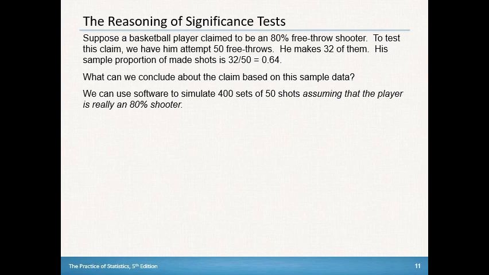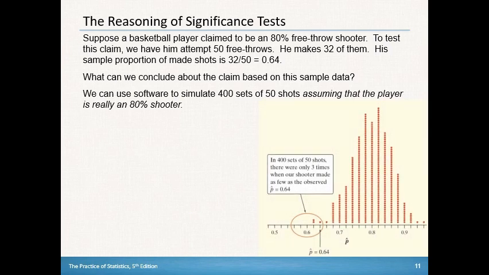We don't have the mechanics yet on how to do this. So what we're going to do is say, okay, let's assume that he is an 80% free throw shooter. Then we have the software generate an approximate sampling distribution for this person who's actually an 80% free throw shooter attempting 50 shots, and we have them do it 400 times. What would that look like? This is what it would look like. Again, if we run this several times we'd get slightly different approximate sampling distributions, but you notice it's centered at 80.